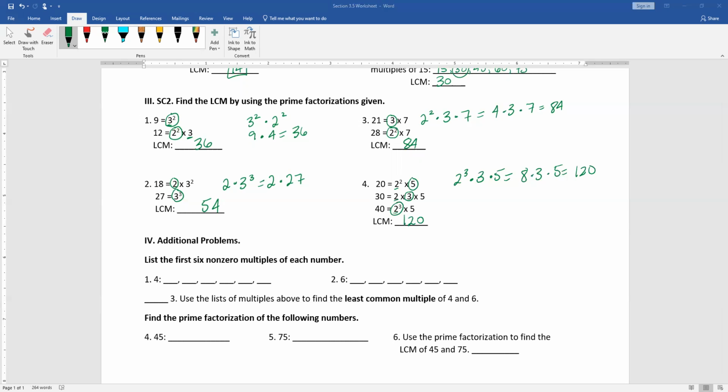Let's see, you know what? I think there's some I actually left off of here, but we won't worry about those. We can do those in class when we get back together. Let me go ahead and make sure there's nothing else we're missing in our PowerPoint.